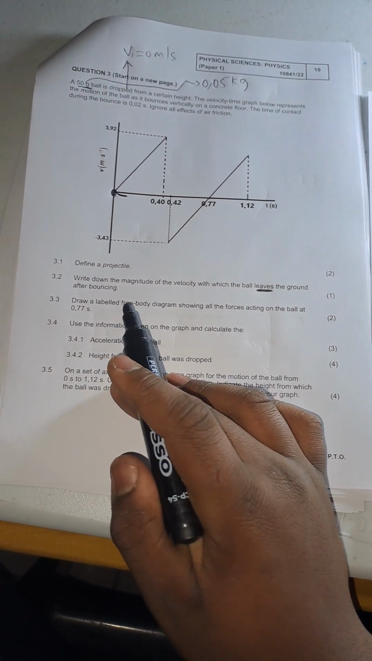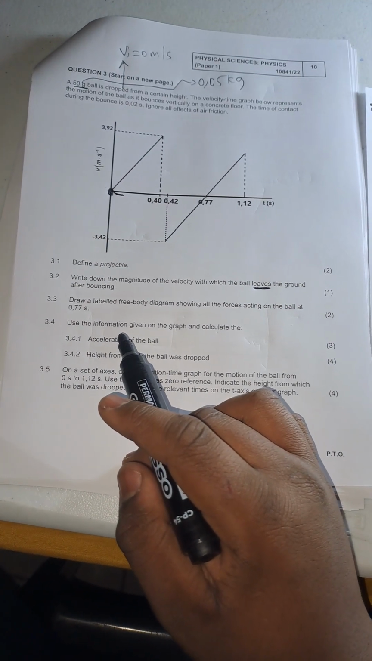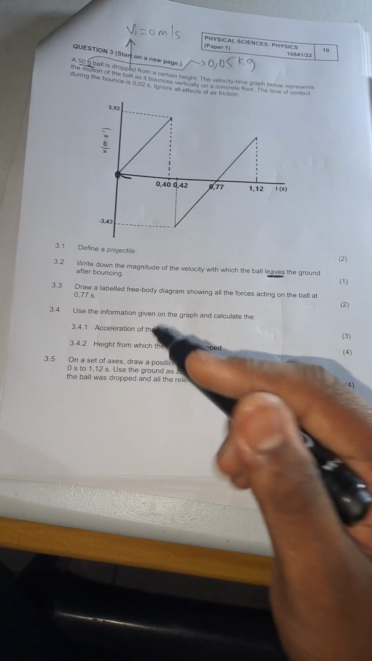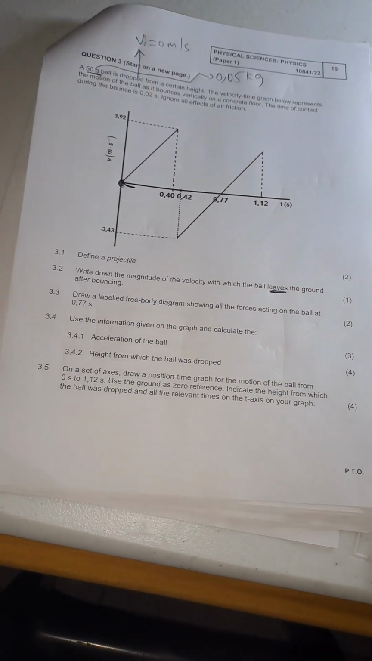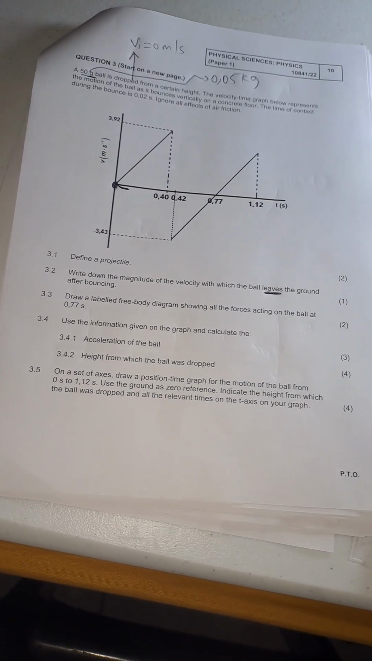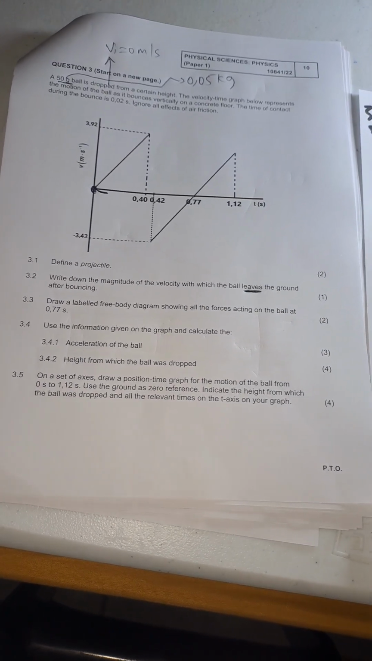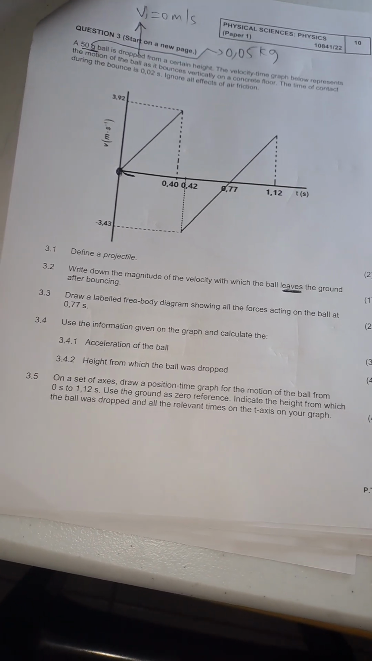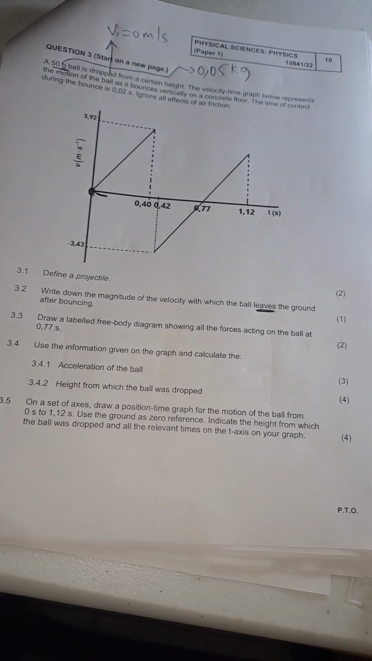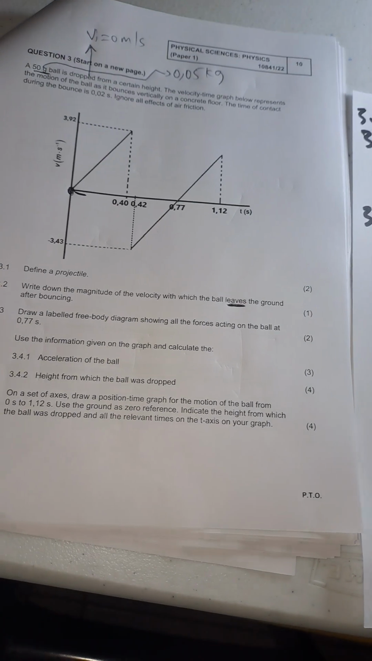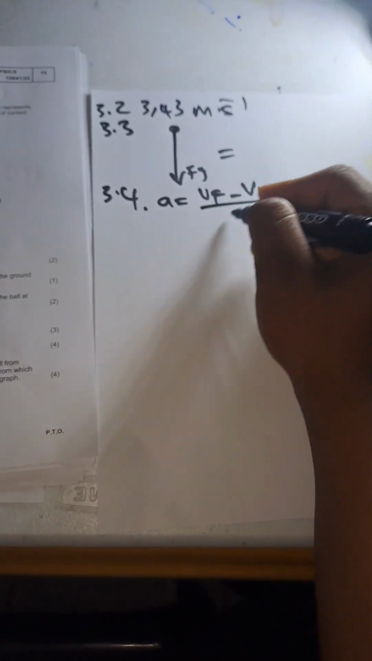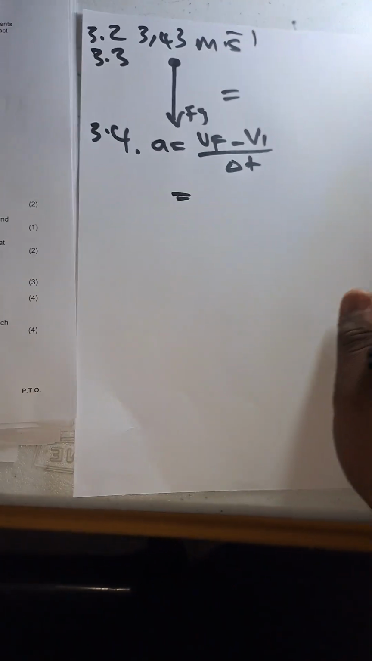So now 3.4.1, use the information given on the graph and calculate the acceleration of the ball. Now they want the acceleration, but now I'm going to teach you the simplest equation of acceleration from grade 10, whereby my acceleration is final velocity minus initial velocity over time. So now you're going to simply say acceleration is equal to final velocity minus initial velocity over delta t. So what is my final velocity?